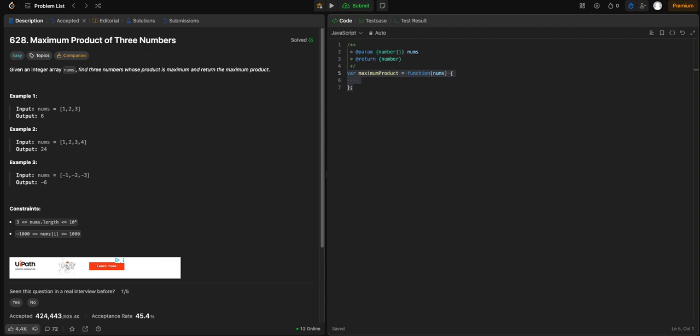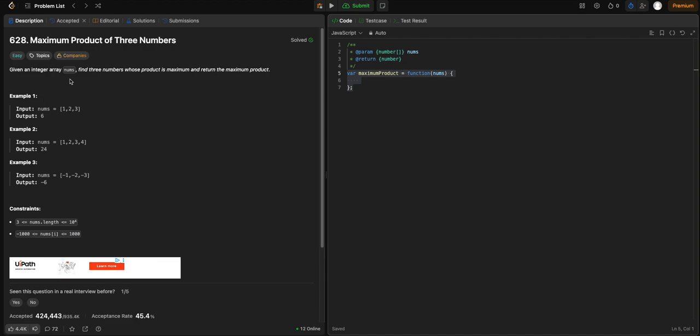Today I'll be doing Leetcode problem 628, maximum product of three numbers, in Javascript. This is a very easy problem. Oh, I shouldn't say very easy. It's considered easy. It's very easy to understand. I should say that given an integer array nums, find three numbers whose product is maximum and return the maximum product.